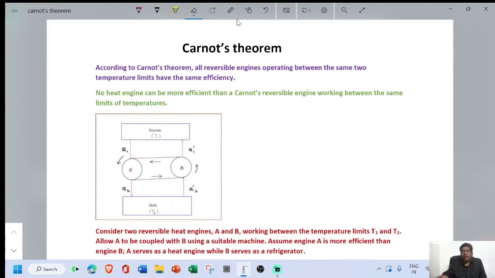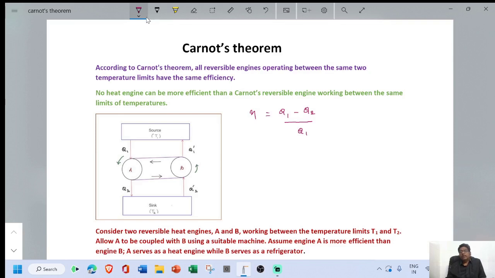Efficiency of an engine is given by the formula eta equal to Q1, the amount of heat energy taken from the source, minus Q2, the amount of heat energy rejected to the sink, divided by Q1. Here Q1 minus Q2 is our W, work done. The amount of energy converted into mechanical work is important in thermodynamics.